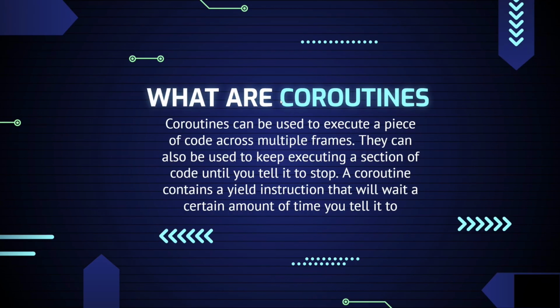What are coroutines? Coroutines can be used to execute a piece of code across multiple frames. They can also be used to keep executing a section of code until you tell it to stop. A coroutine contains a yield instruction that will wait a certain amount of time you tell it to.